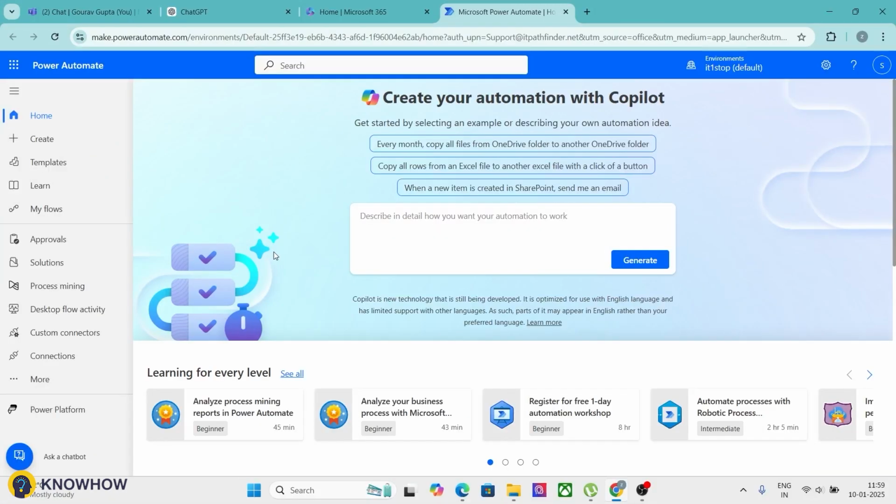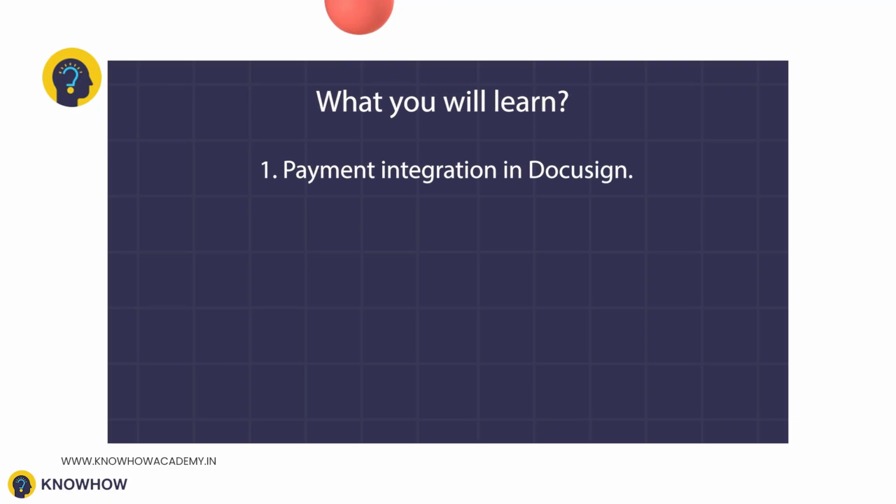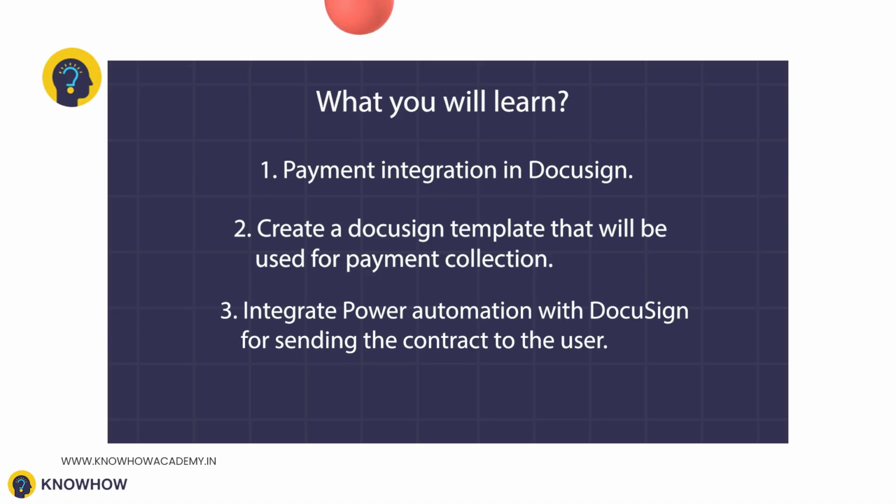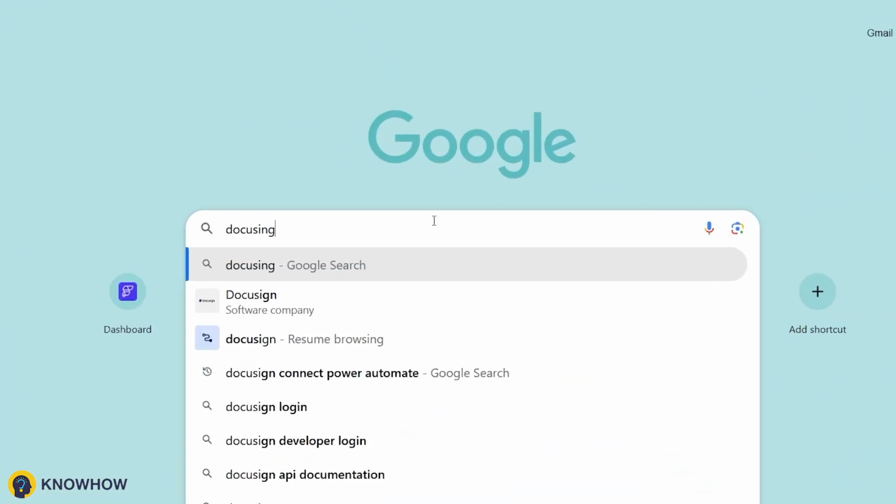So, before moving further, let me tell you what you are going to learn in this video. In this video, we are going to open our DocuSign and check our payment integration. After that, we will create a DocuSign template which will be used for collecting payments. Then we will create a Power Automate flow in which we will integrate DocuSign to send the contract to the user. So first, I will go to my browser and search DocuSign.